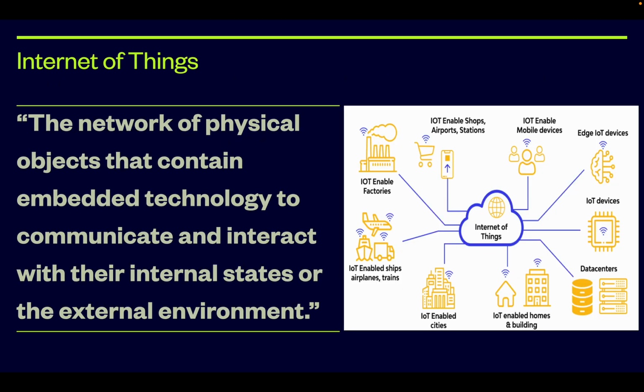Now, what is the Internet of Things? The network of physical objects that contain embedded technology to communicate and interact with their internal state or the external environment. So nowadays we are using IoT in almost every space: defense, communication, automobile, etc.